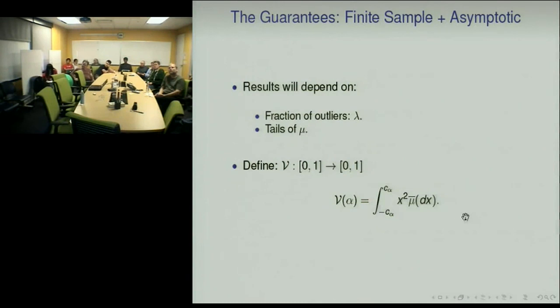So the results that you're going to have are going to depend on the outliers, that's lambda, and the tails of the signal. So x, the signal, has some tails, and things are going to depend on that. Here, just to define this, it's a complicated expression, but essentially it measures how concentrated the signal is. So this is sort of a measure of concentration of the signal.